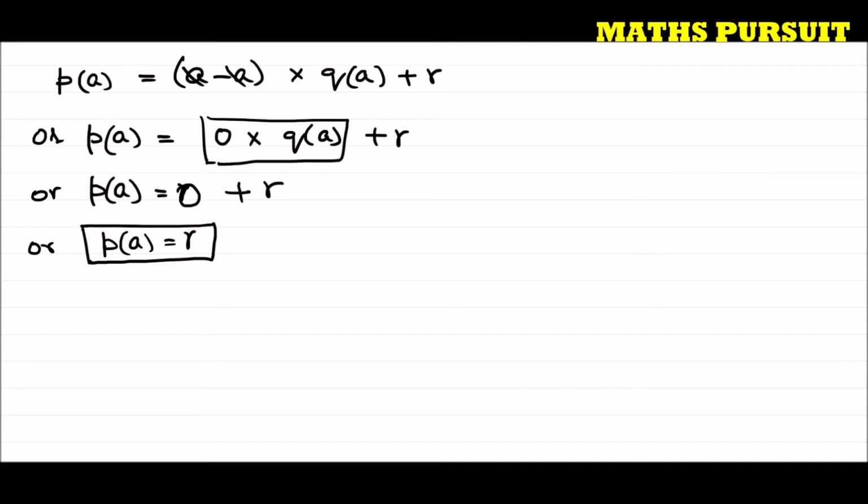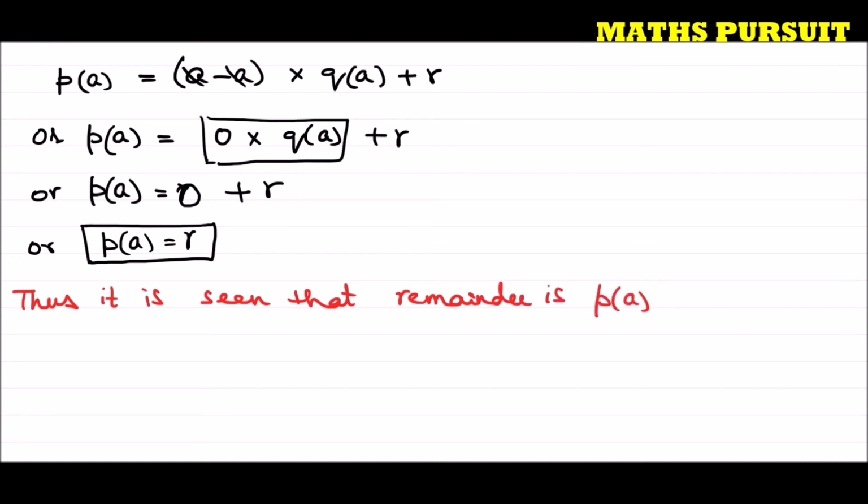So we can write that, thus it is seen that the remainder is p(a) when p(x) is divided by x minus a. Hope, guys, you understood this. This is a little bit confusing, but try to understand it minutely so that you can easily get to it. Nothing is more difficult. Just try to understand this.